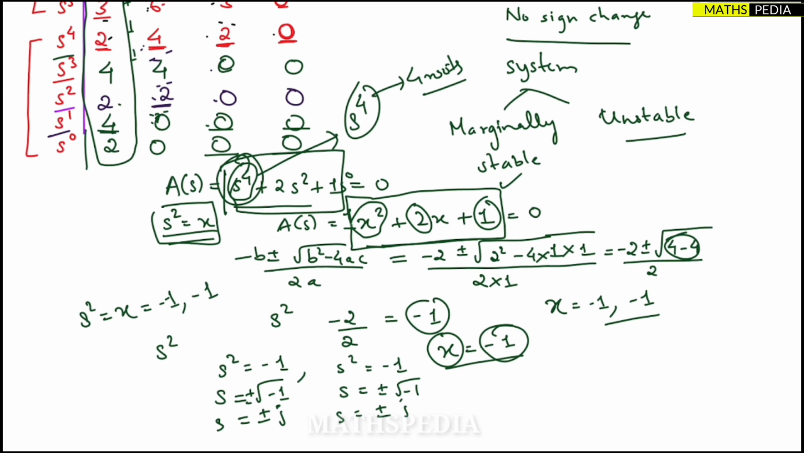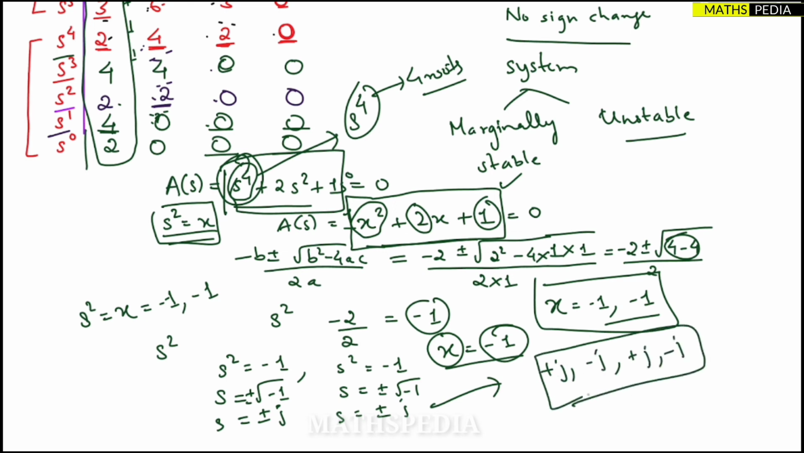Okay, so I have solved using the quadratic formula and I have got the values for x. Then I have substituted s square equal to x. I am getting four values here. What are the four values? Plus j, minus j, plus j, minus j. Correct? Four roots I got.